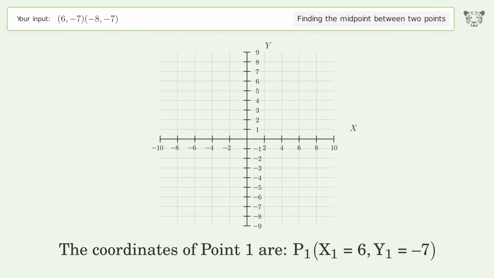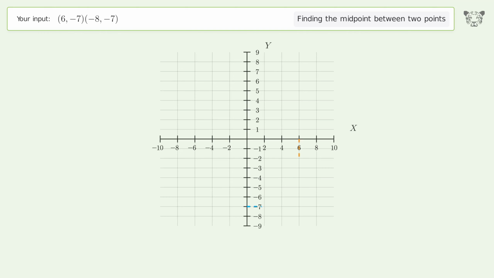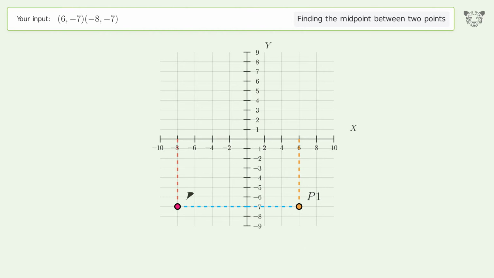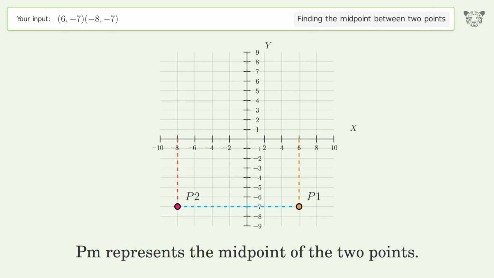The coordinates of point 1 are x1 equals 6, y1 equals -7. The coordinates of point 2 are x2 equals -8, y2 equals -7. PM represents the midpoint of the 2 points.